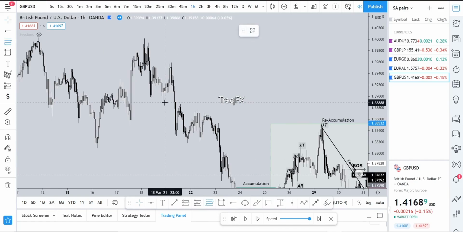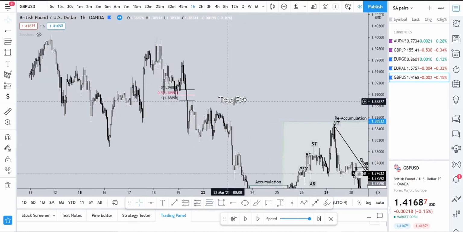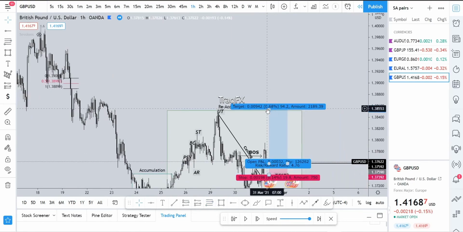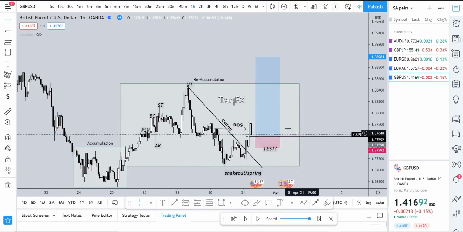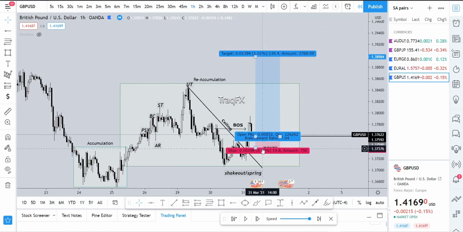So if we measured out the 50% of that, right, that could be a nice entry or area for our target, right? Just the 50% of that. That's a nice 1 to 7 right there, 7%.